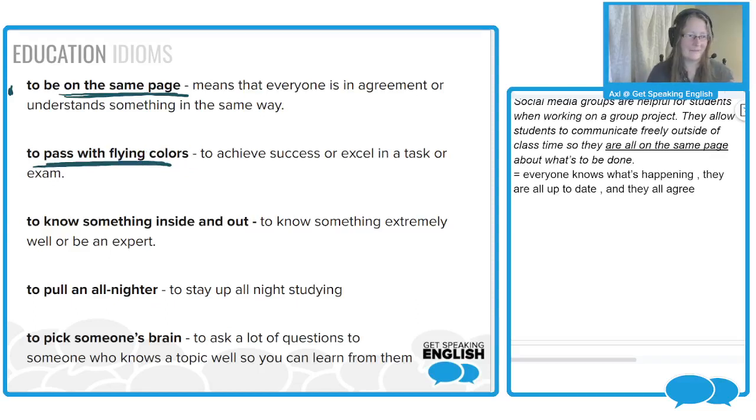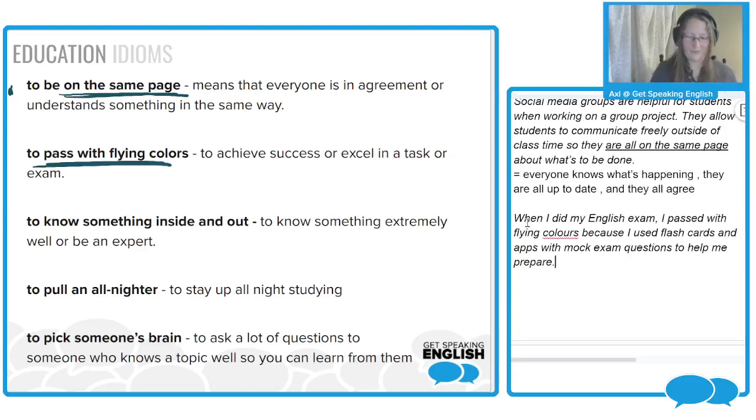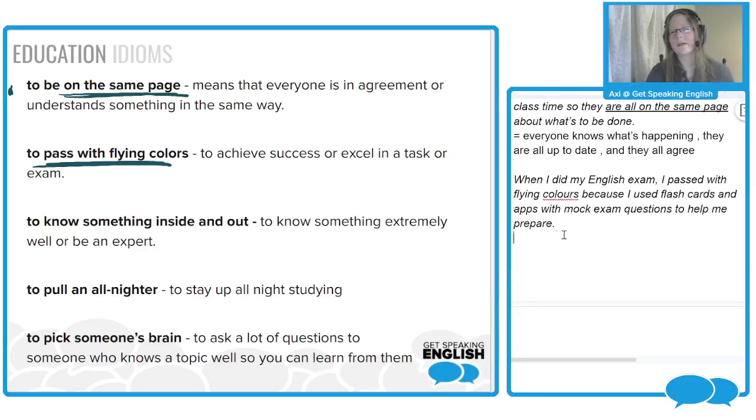Also, we can pass something with flying colors. That is just a fancy way to say that you do really, really well on something, usually with an exam, but also with a project, for example. Here, when I did my English exam, I passed with flying colors because I used flashcards and apps with mock exam questions to help me prepare. So here you see that I did really well on my English exam because I was really prepared.